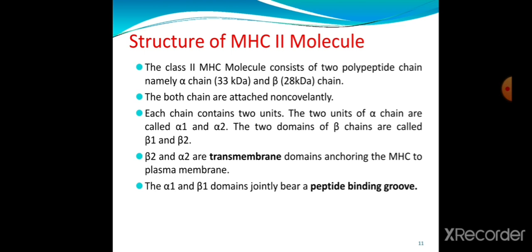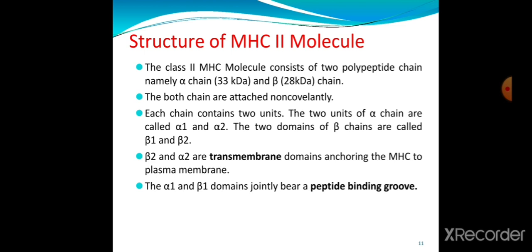The two domains of the beta chain are called beta 1 and beta 2. Beta 2 and alpha 2 are transmembrane domains anchoring the MHC class 2 molecule to the plasma membrane. The alpha 1 and beta 1 domains jointly bear a peptide binding groove.